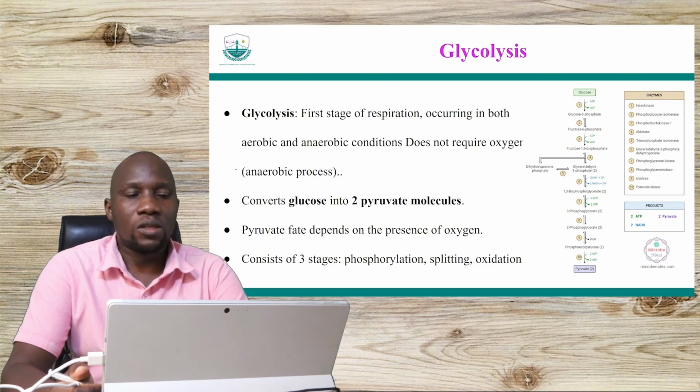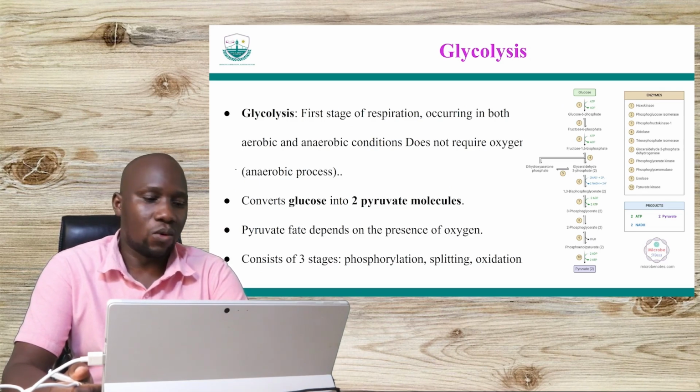Ultimately, the end goal is that you have two pyruvate molecules that you get from glucose. With glycolysis, you end up with two pyruvate molecules. And the entry point, or the starting point, is glucose.